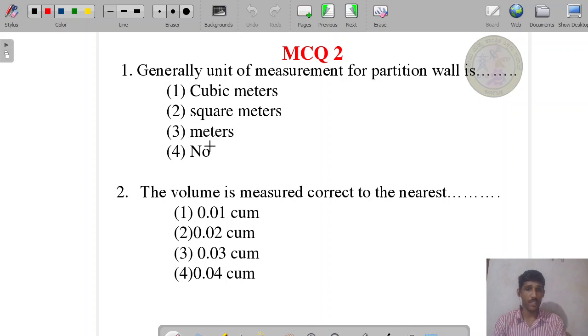The volume is measured correct to the nearest 0.01 meter cube. Already in the initial slide itself we discussed this one.